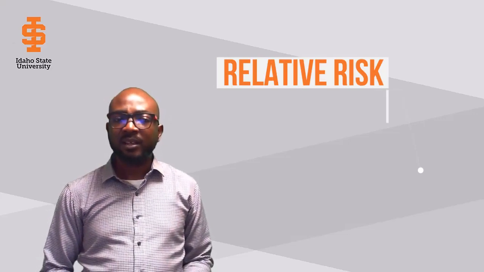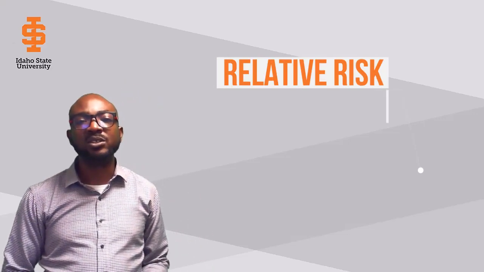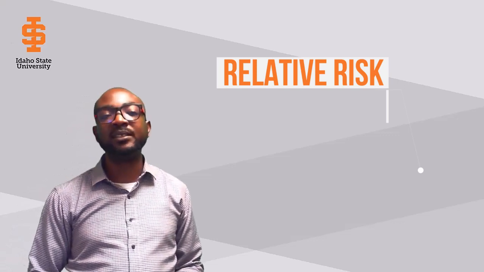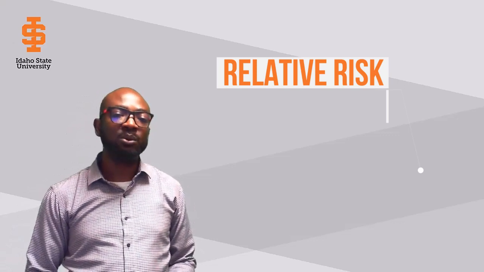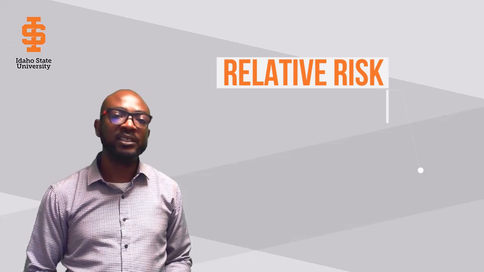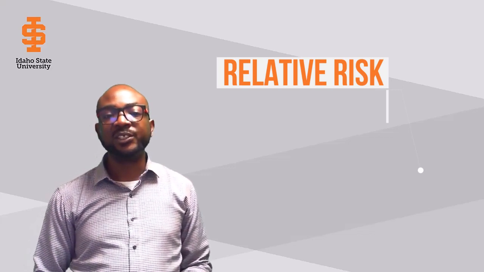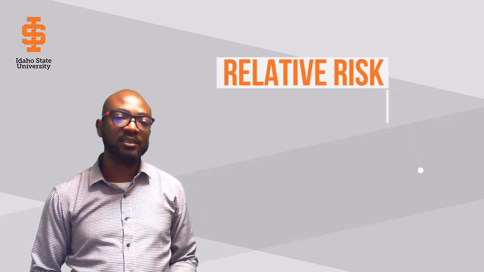And that brings us to the concept of relative risk. Both case control and cohort studies are designed to determine whether there is an association between exposure to a factor and development of a disease. If an association exists, how strong is it?